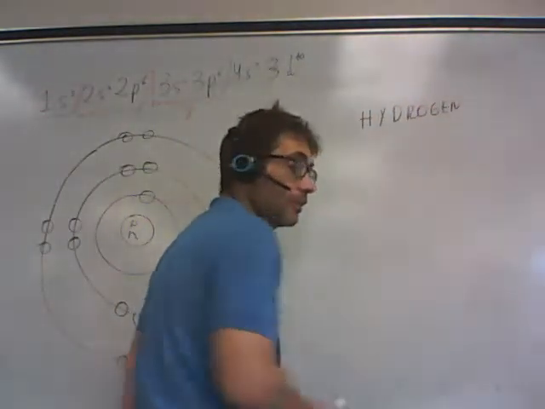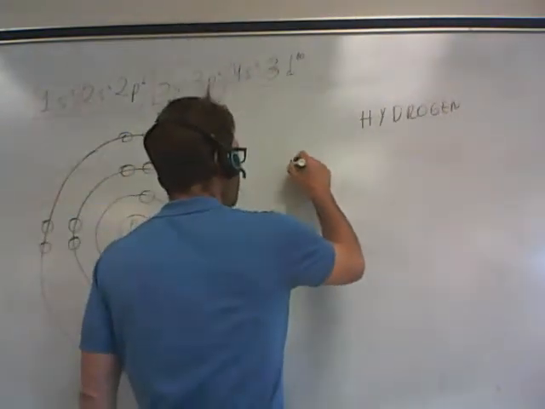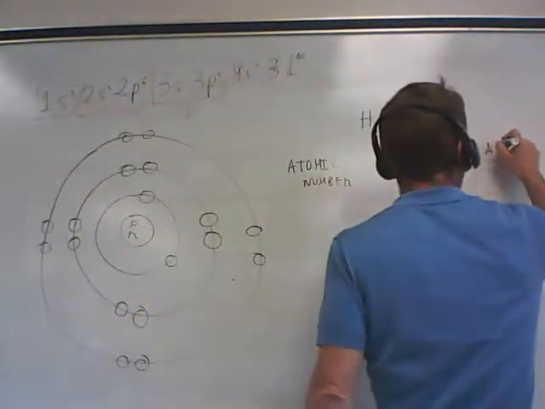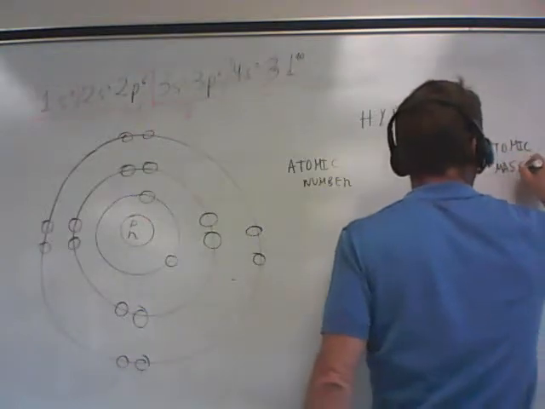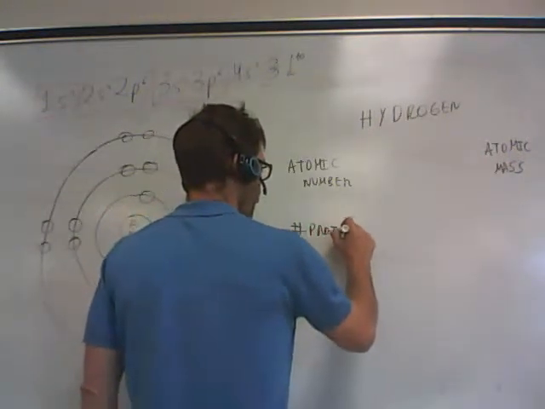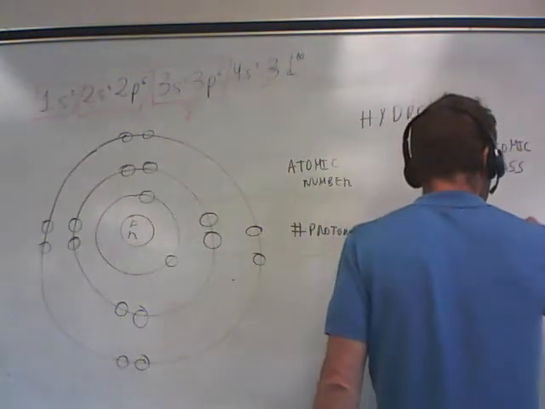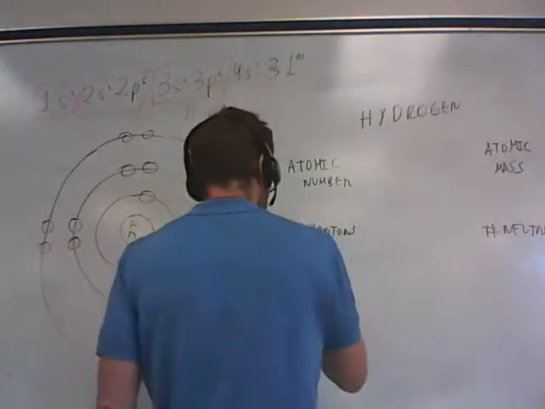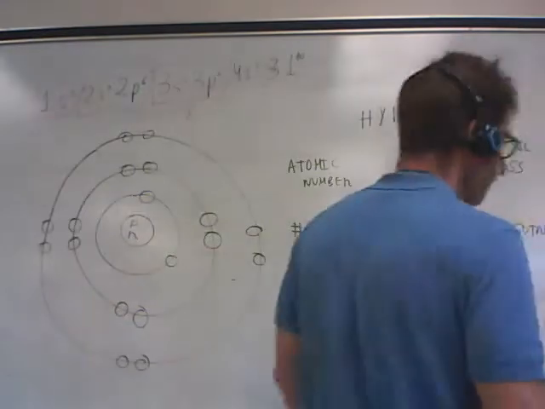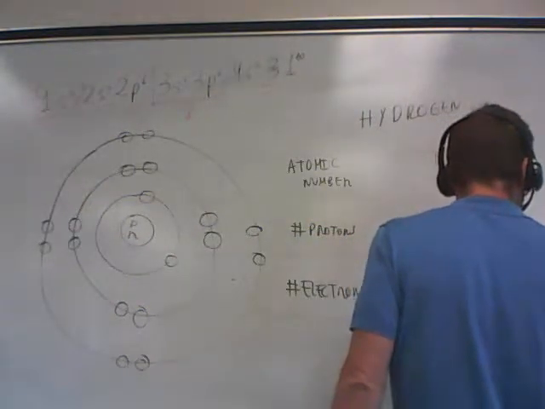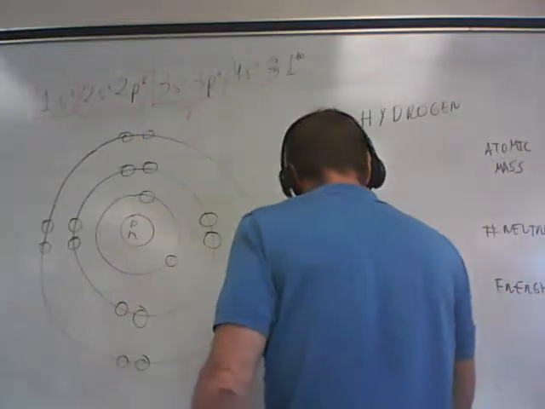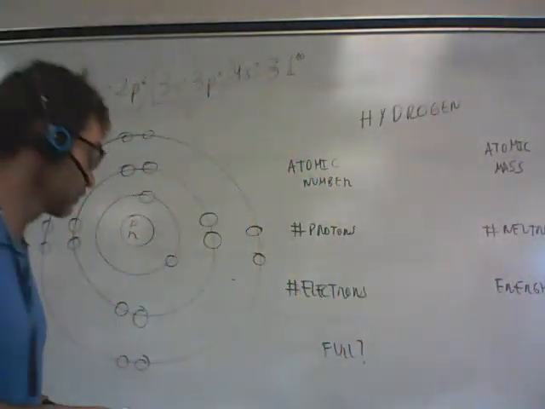Do you see the table? On the right, it says atomic number, atomic mass, protons, number of neutrons, number of electrons, energy levels, and full. Please listen to me.